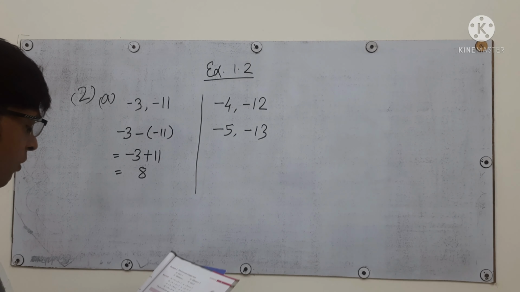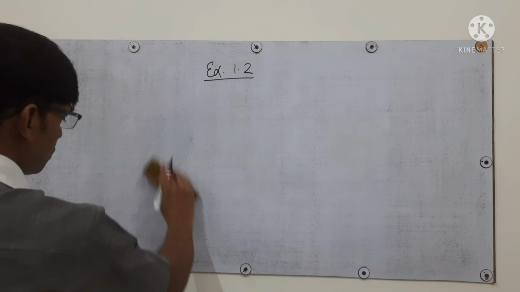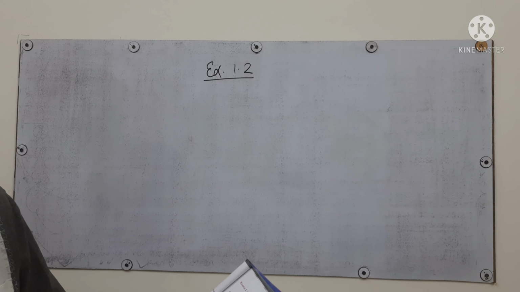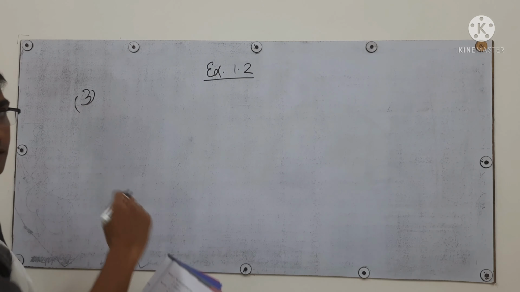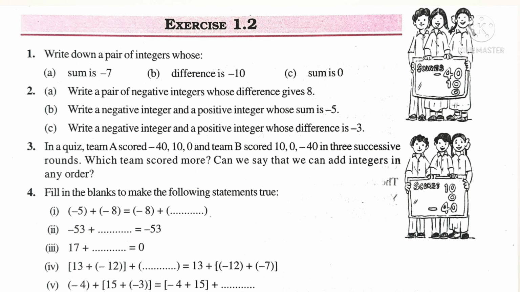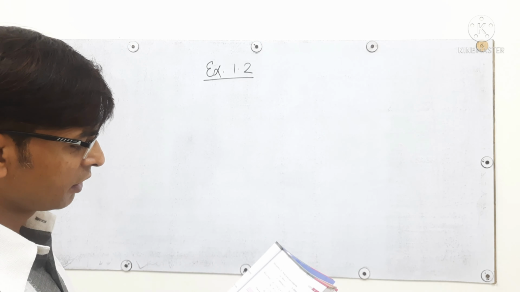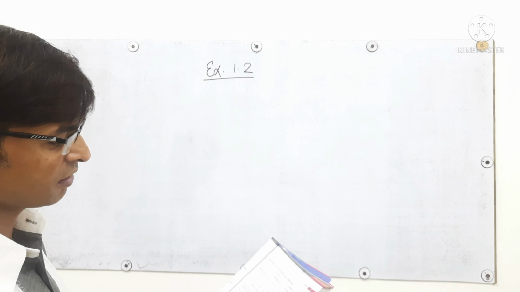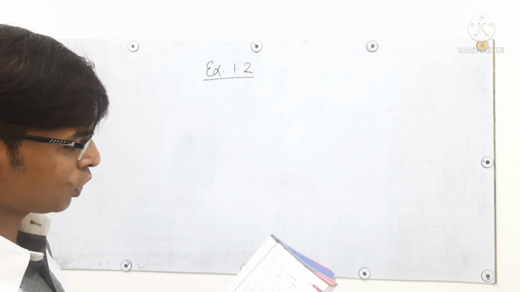Now we will do question number 3. It is also very easy, and it is based on the associative property. The question is on your screen. In a quiz, team A scored -40, 10, 0, and team B scored 10, 0, -40 in 3 successive rounds. Which team scored more? Can we say that we can add integers in any order?